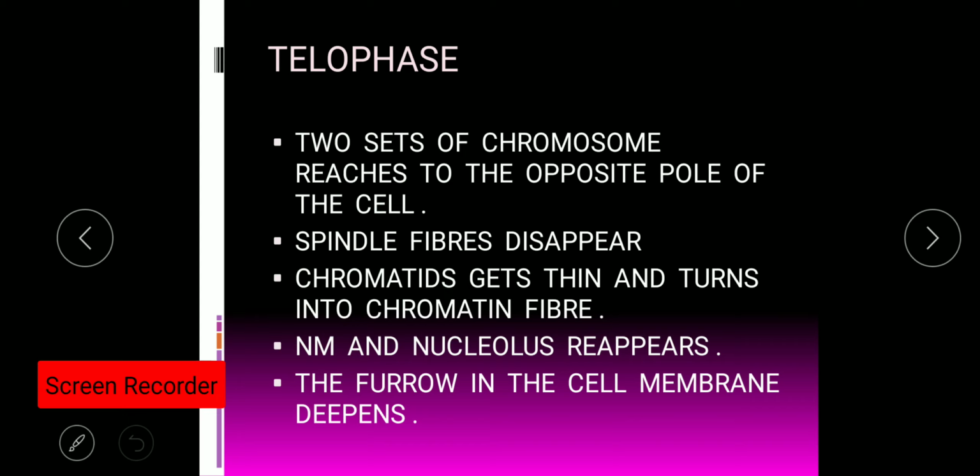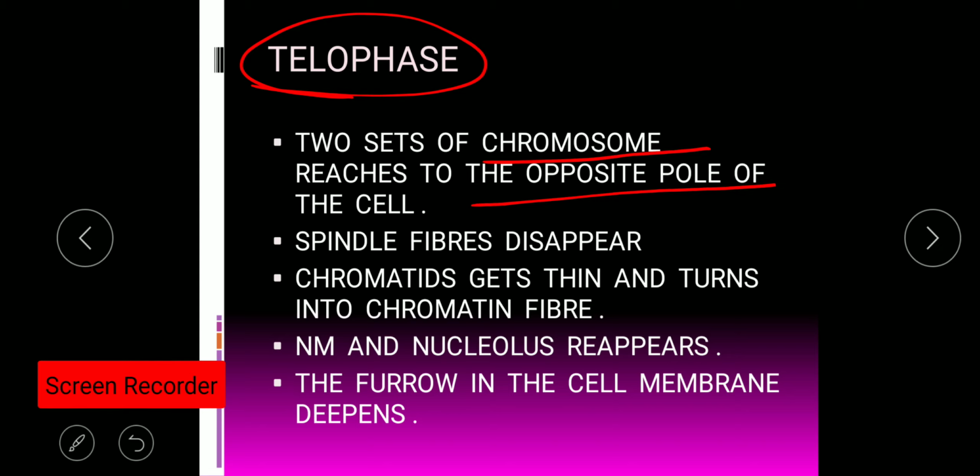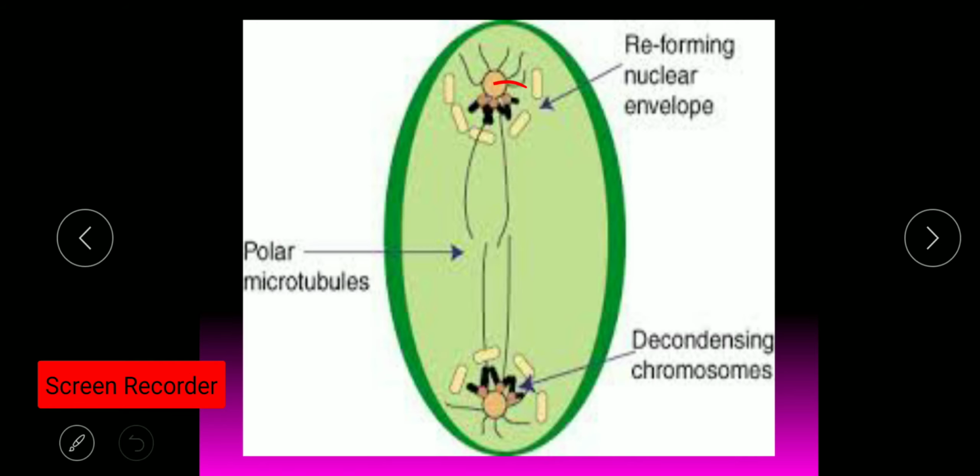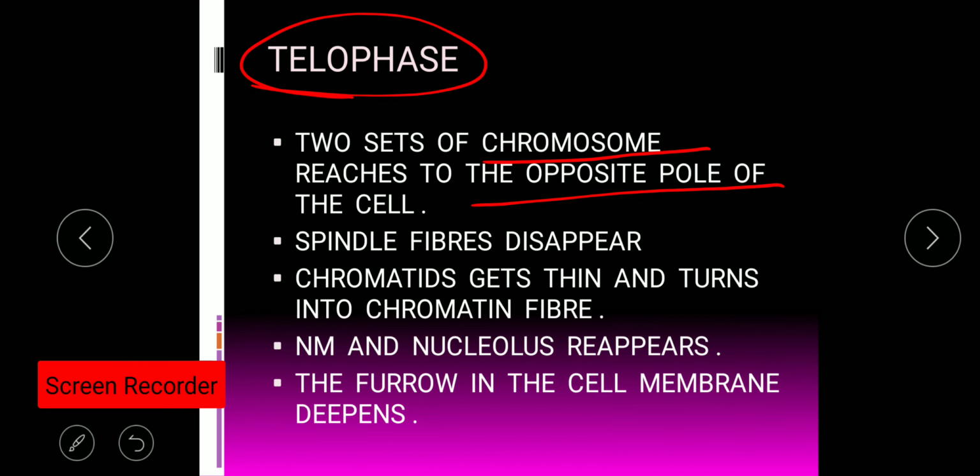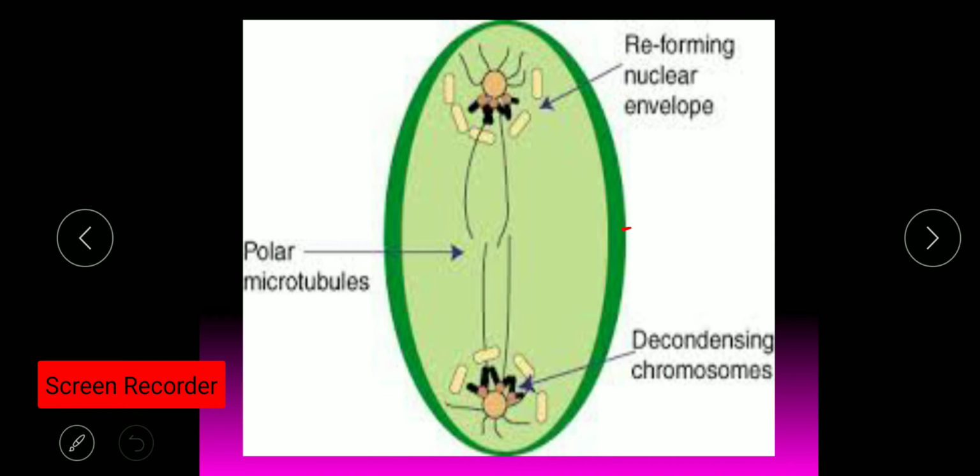Then the last phase of mitotic karyokinesis is the telophase. In this phase, the two sets of chromosomes reach the opposite poles of the cell. Then the spindle fibers will disappear, and the chromatids will again become thin and turn into chromatin fibers. The nuclear membrane and nucleolus will reappear, and the furrow that started to form earlier will deepen.